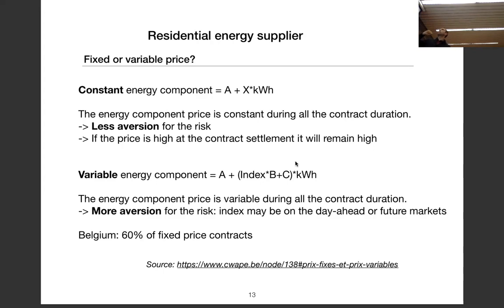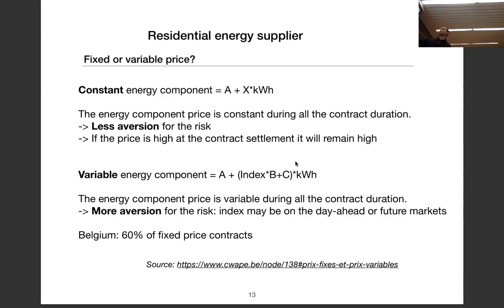And the pro of this contract is that it will have less risk aversion, because right now the market is fluctuating a lot, and with that kind of contract, as a customer, it does not change anything for you. However, if the price is high at contract settlement, of course, you'll pay a high price for an entire year. But you have less aversion to the risk.